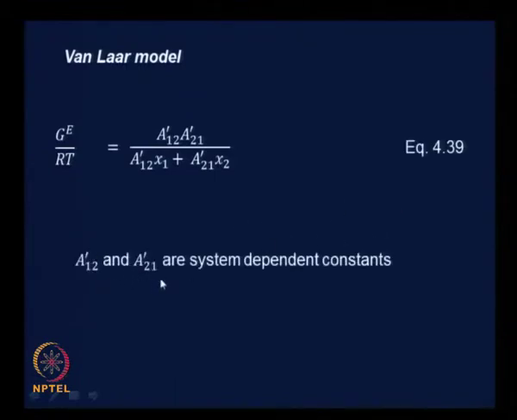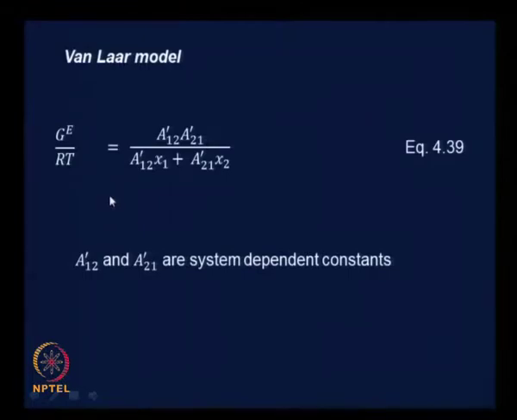There is another model for binary systems to find activity coefficients, which is called the Van Laar model. Of course, the model is for GE by RT. The Van Laar model says that GE by RT equals A12' A21' divided by A12' x1 plus A21' x2. This is the Van Laar model, equation 439, where A12' and A21' are system dependent constants. They are particular values for a given system.